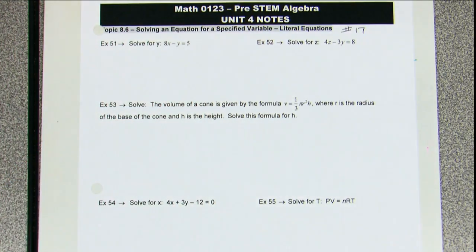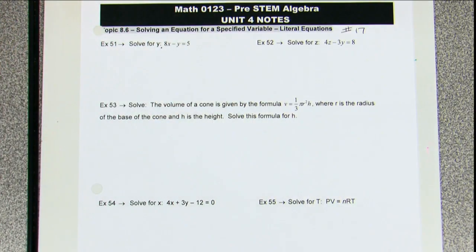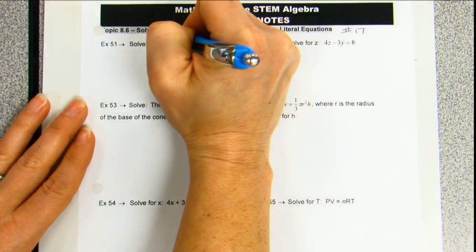When you're solving an equation for a specified variable, basically you're rearranging it to equal an expression. So you're isolating that variable that it wants by itself. So really, when it says solve for y, I'm never going to get y equals 5. I'm going to say y equals some expression. So I'm trying to isolate y.